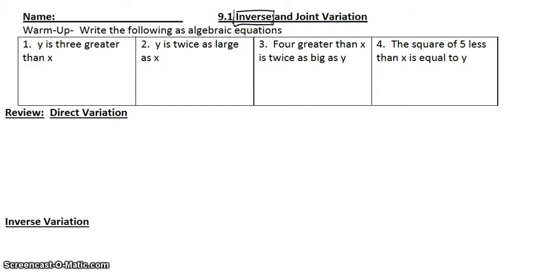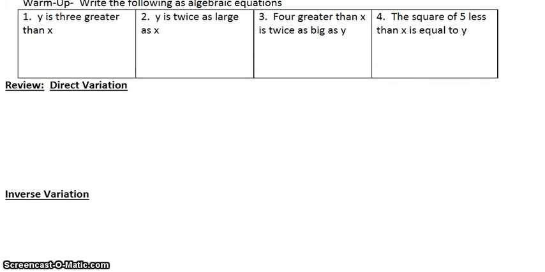Just to get you thinking in the variable format, why don't you look at our warm-up today? I want us to write all four of these as algebraic equations, and here's what I mean. Number one says y is 3 greater than x. Wherever the "is" is, that's where the equal sign is. So y is 3 greater than x. Well, that would be x plus 3. Just to get your brain started on this, please pause the video and try 2, 3, and 4.